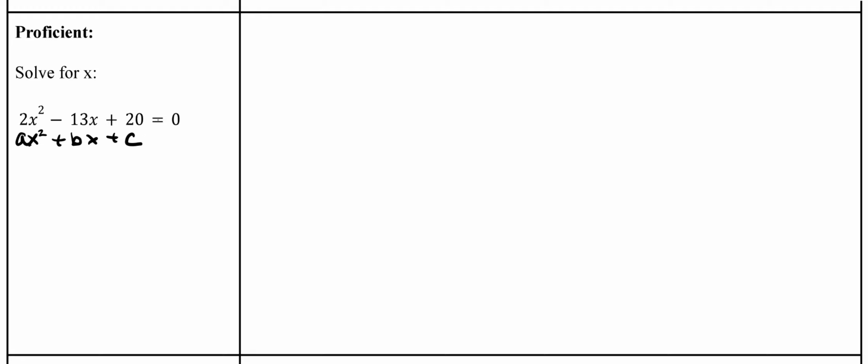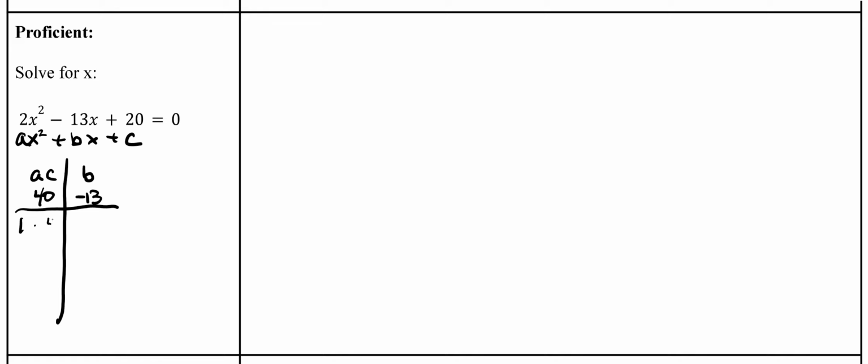And so my a is 2 and my c is 20. And so ac, or a times c, is 2 times 20, 40. And b is negative 13. And I'm going to go through and do this kind of real quick and say, hey, what are the things that multiply to 40?